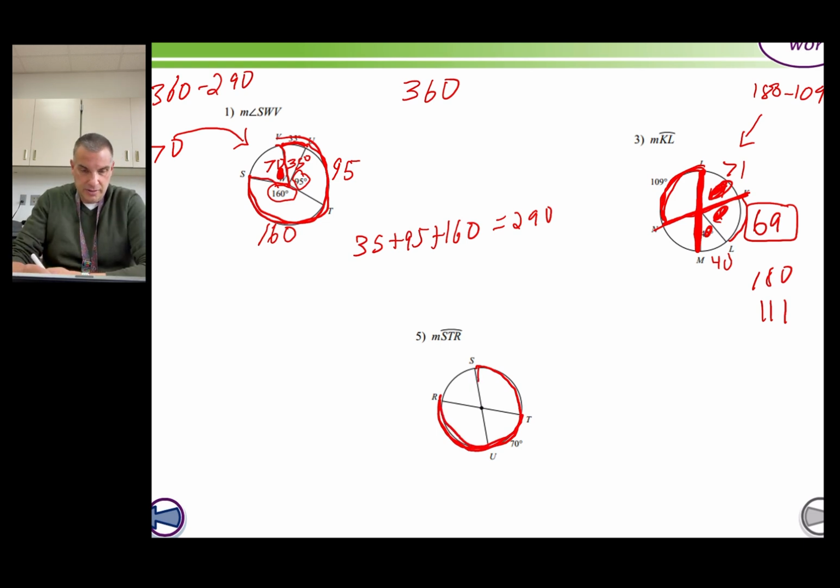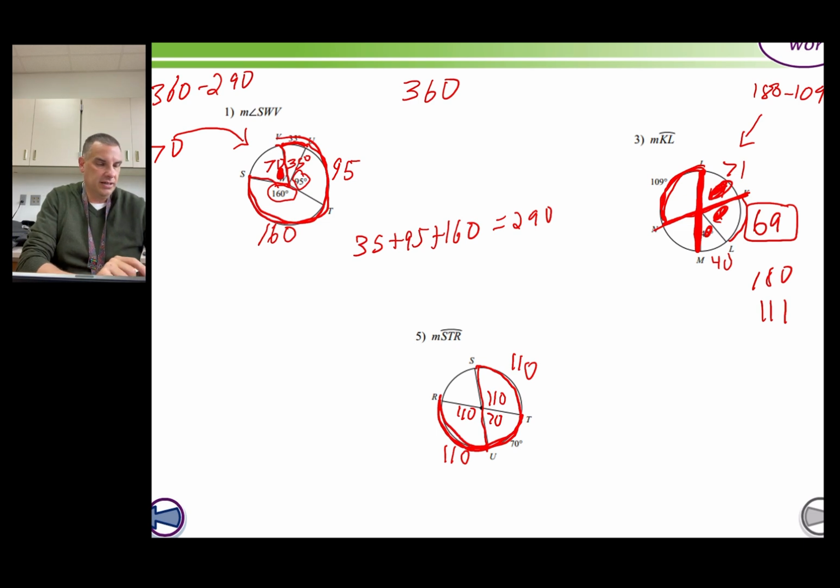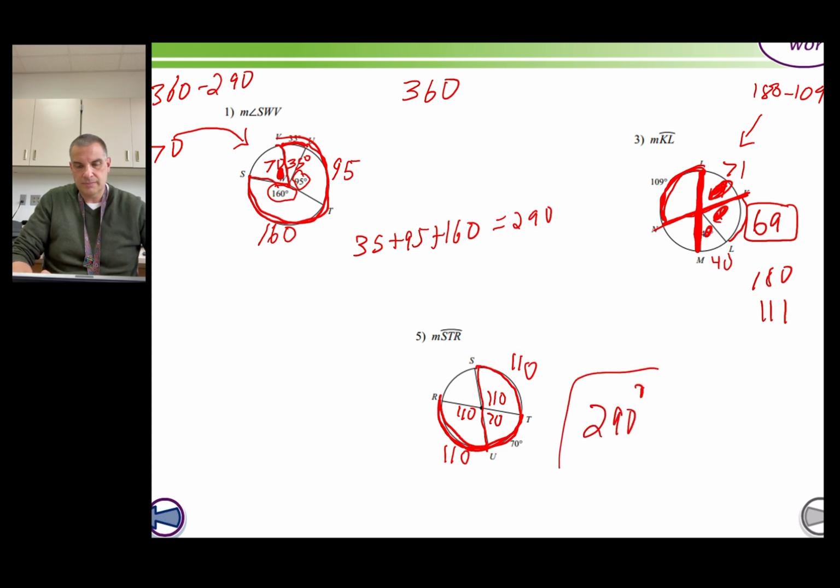Okay, so let's think about what we have here. So we have a diameter right here. So we know this angle is 70 degrees. So this has to be 110 because those have to add up to 180. That makes this 110 as well. So now the arcs are the same as the central angle, so if we add 110 plus 110 plus 70, that's going to give me the measure of that whole thing, which is 290 degrees.